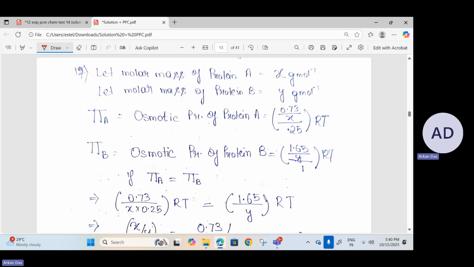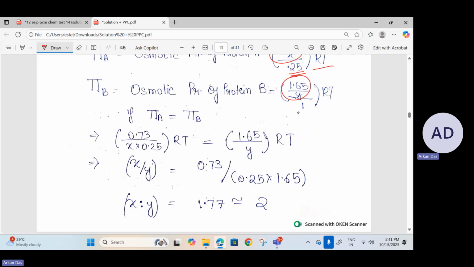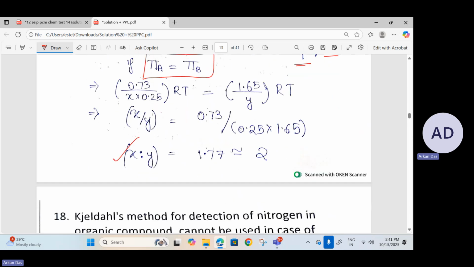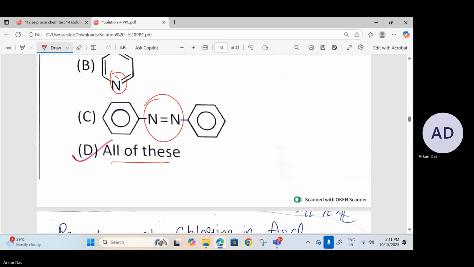Let molar mass of protein A be X gram and B be Y gram. The osmotic pressure of protein A is 0.73 divided by X, and this is the volume into RT, and this is the overall thing divided by the volume into RT. Then pi A equals to pi B. As soon as you equate it, you're finding X equals to Y, which is coming as answer 2. Next question. Kjeldahl method for detection of nitrogen in organic compound cannot be used in the case of. Neither Kjeldahl method can be used for nitro nor a nitrogen in a ring, neither for azo. So answer is all of this.